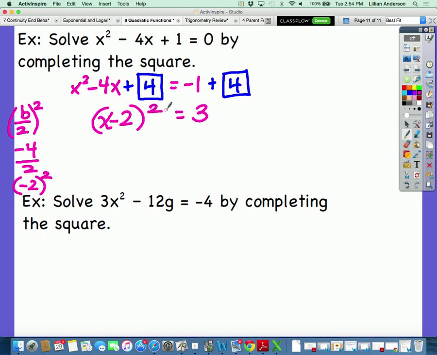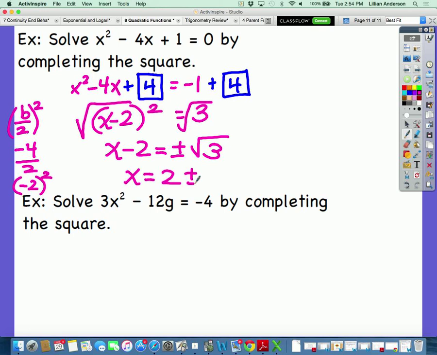So, how do I solve for x? What do I do? Take the square root. And you have to remember, when you take the square root of both sides, you get what? Plus or minus that number. Can I simplify the square root of 3? No, so you leave it as it is. And then the last step is to add 2. So my answer is x equals 2 plus or minus the square root of 3. That is the same answer we would get if we used the quadratic formula to solve this as well.